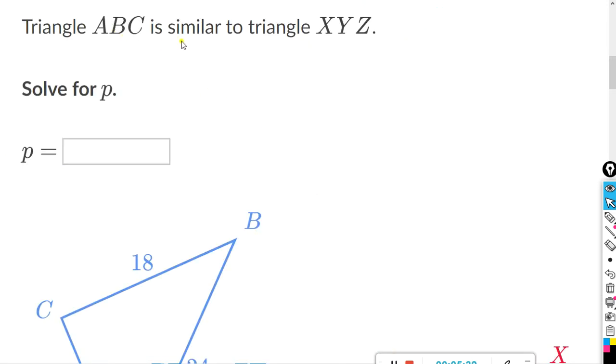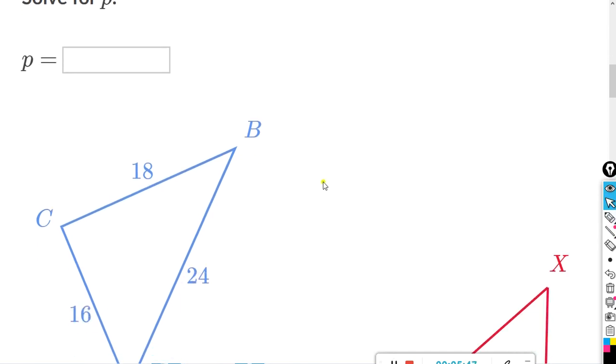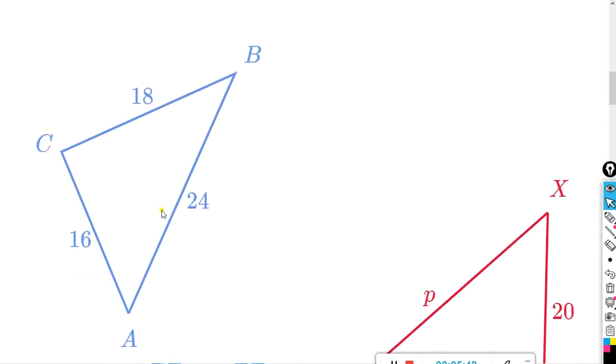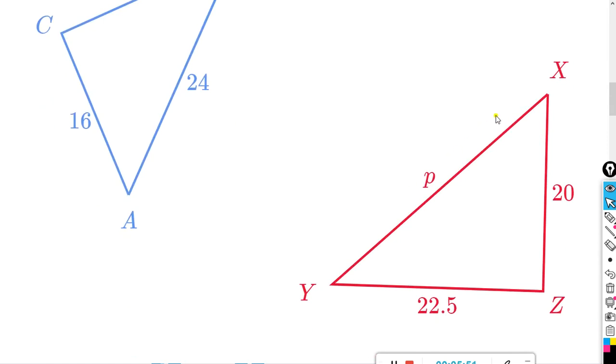Here we're given ABC is similar to triangle XYZ. Let's find our missing side first. If we scroll down, this one has all three sides. This one has a missing side right here. P is the same as XY, so I'm going to start with XY.